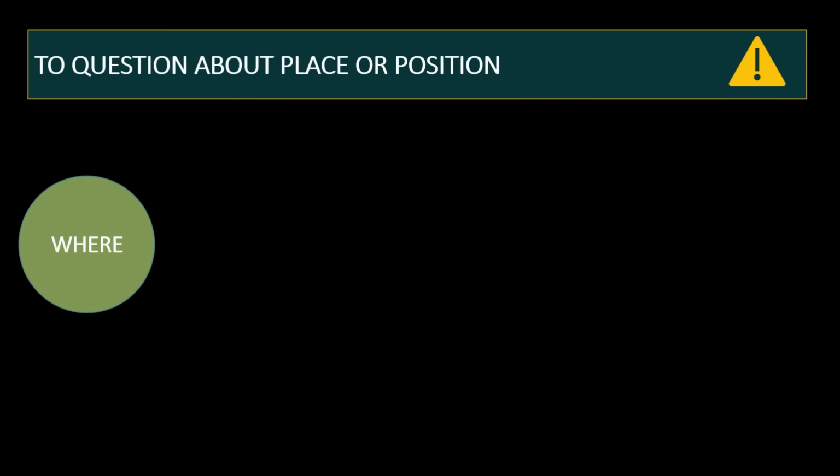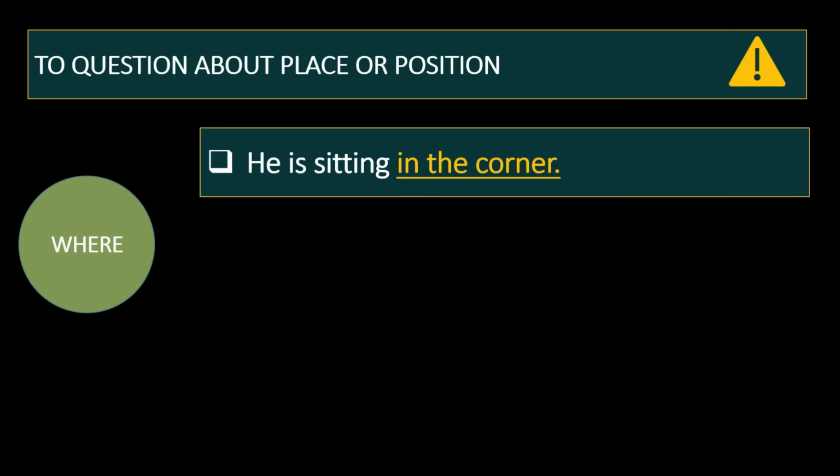Now let's look at how to use where in questions. Where is used to question about place or position of somebody or something. He is sitting in the corner. Now here this phrase in the corner tells us about place or position.